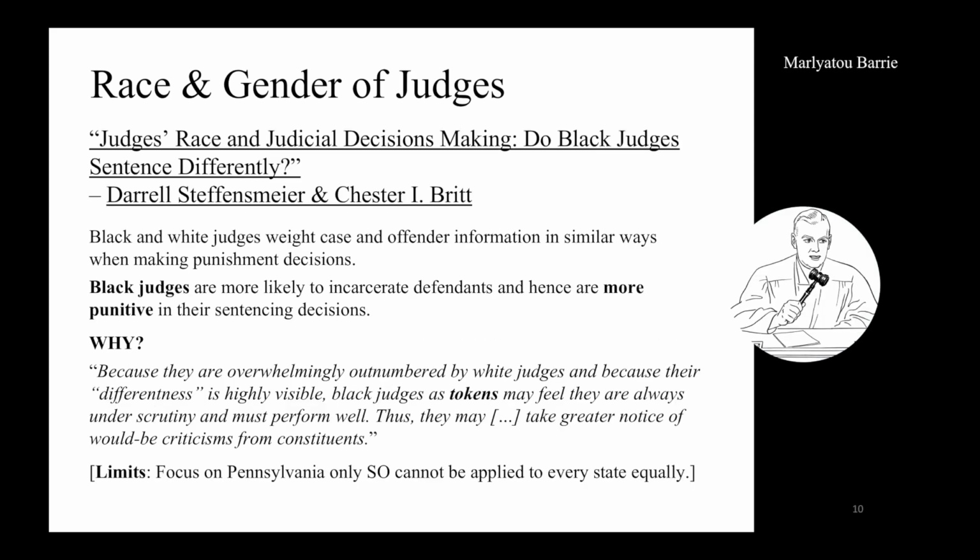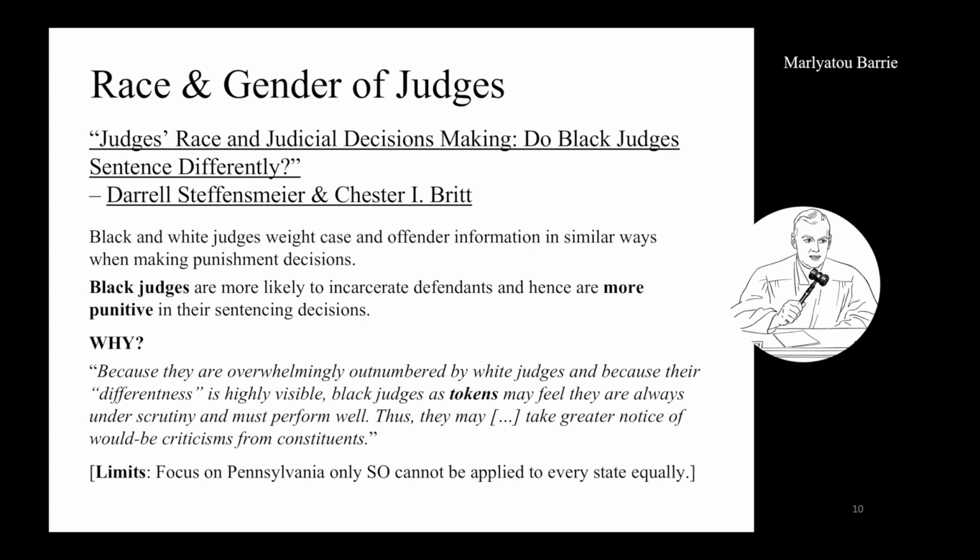In their 2001 study, sociologists Daryl Steffensmeyer and Chester Britt showed that black and white judges weighted case and offender information in similar ways when making punishment decisions, although black judges were more likely to incarcerate defendants and hence are more punitive in their sentencing decisions.